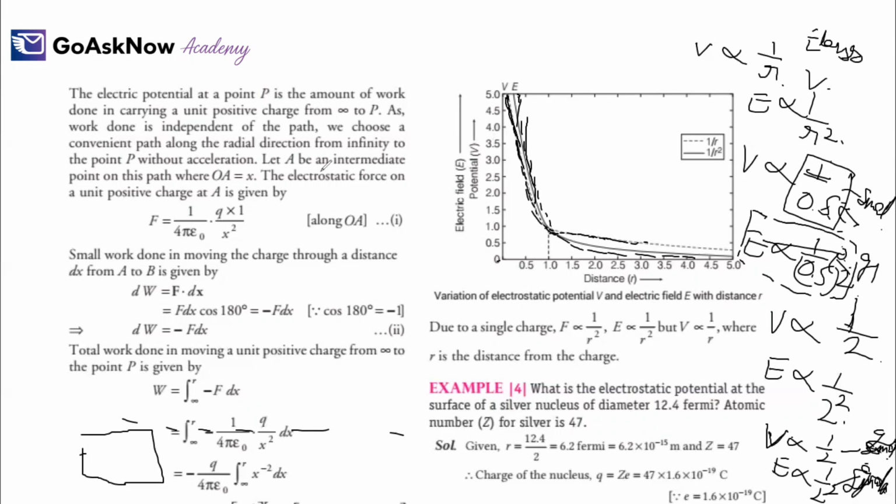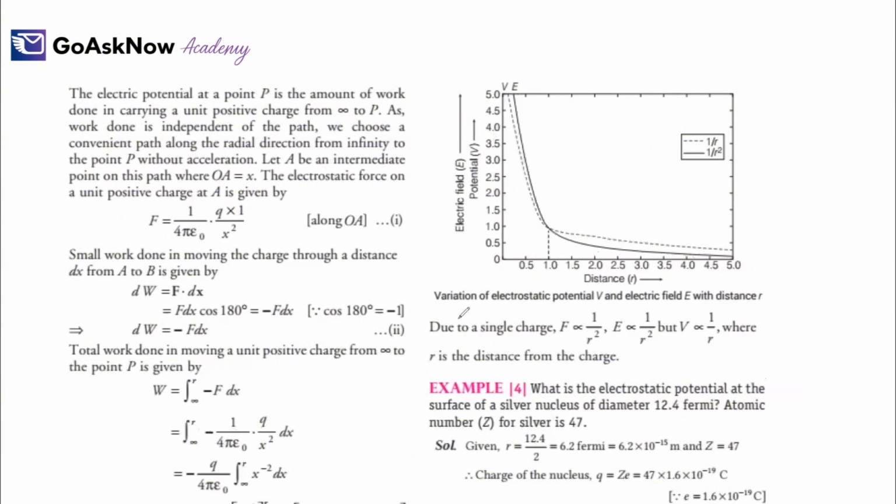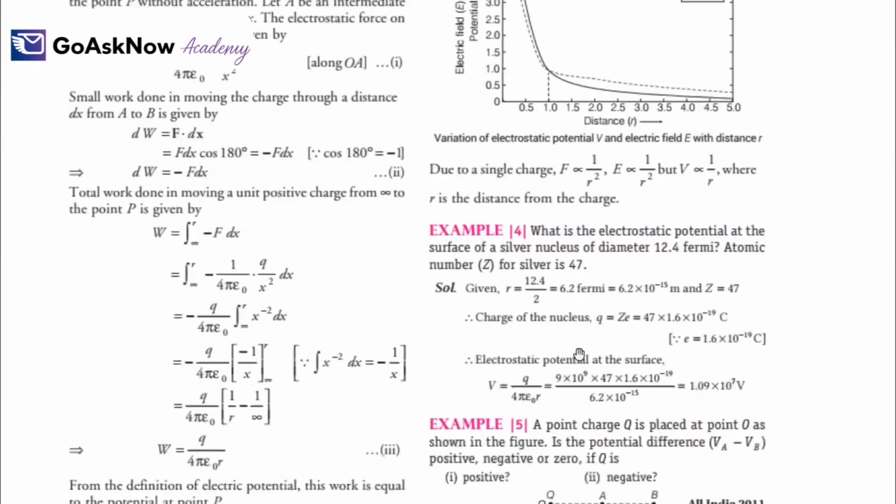Let's move further and delete the drawings here. Okay, see example 4 here. What is the electrostatic potential at the surface of a silver nucleus of diameter 12.4 Fermi? Atomic number Z for silver is 47.